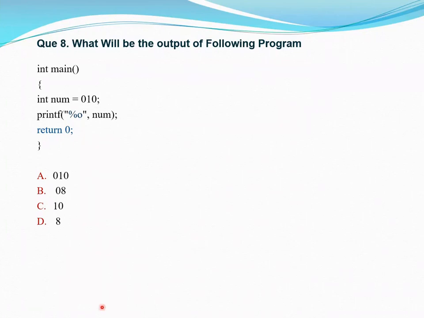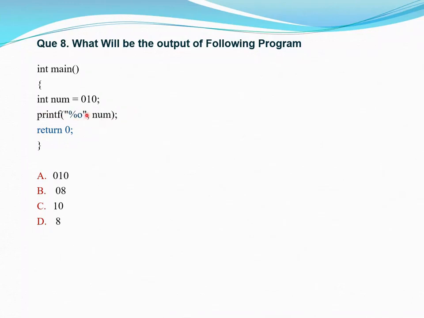So here I have made some changes in the last program. This program is same as the last program, but the only change I have made is the format specifier. Here I have used the format specifier %o. In the last program we used %d, which is used to print the value in decimal format. And this format specifier %o is used to print the value in octal format. So this printf function will print the value of num in octal format.